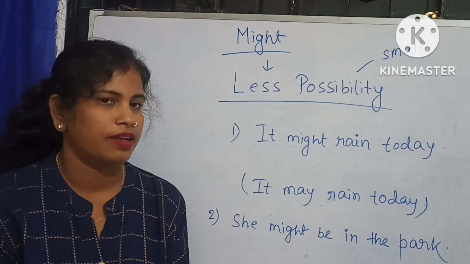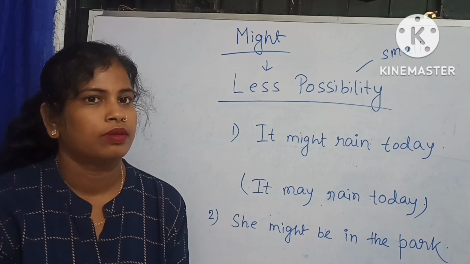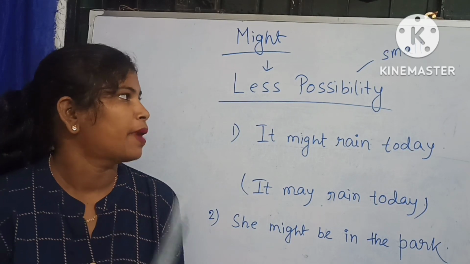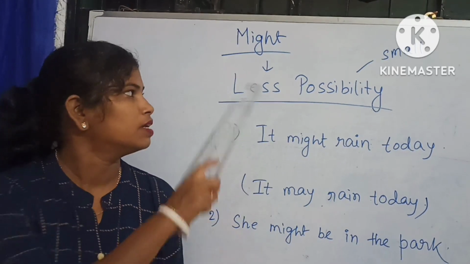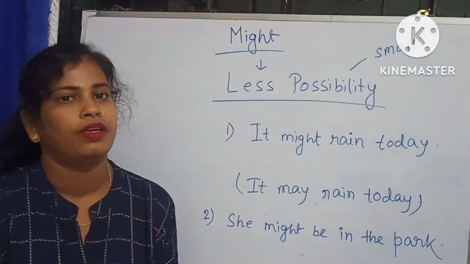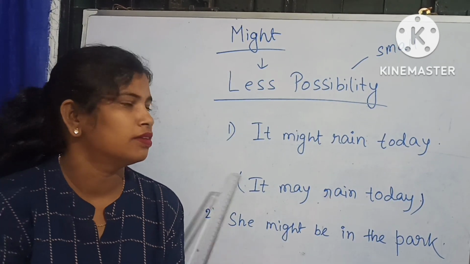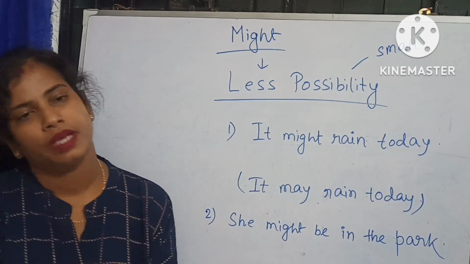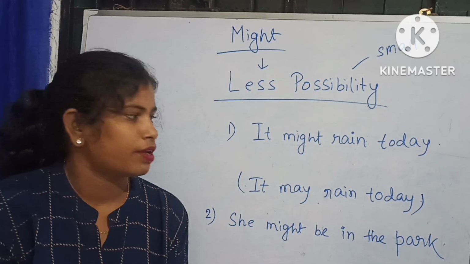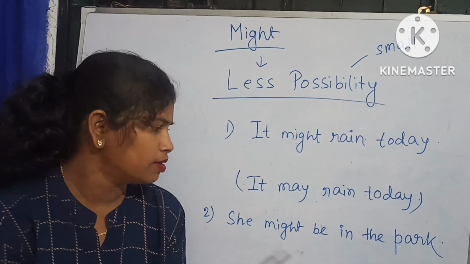Now, let's try to understand the use of might. Might also denotes possibilities. But then what is the difference between these two? Might denotes a small possibility, less possibility. Look at the sentence. It might rain today. You are trying to mean that the chances of raining is really less. If you use it may rain today, then you are trying to say that the chances of raining is a bit higher.